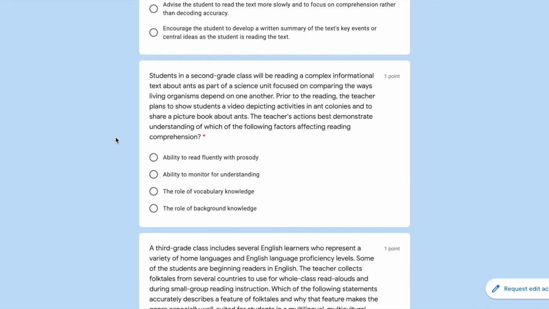Students in a second grade class will be reading a complex informational text about ants as part of a science unit focused on comparing the ways living organisms depend on one another. Prior to reading, the teacher plans to show students a video depicting activities in ant colonies and to share a picture book about ants. The teacher's actions best demonstrate understanding of which of the following factors affecting reading comprehension? Is it letter A, the ability to read fluently with prosody, B, the ability to monitor for understanding, C, the role of vocabulary knowledge, or D, the role of background knowledge? Everyone have a look at the answers. Select the one that you think is best.